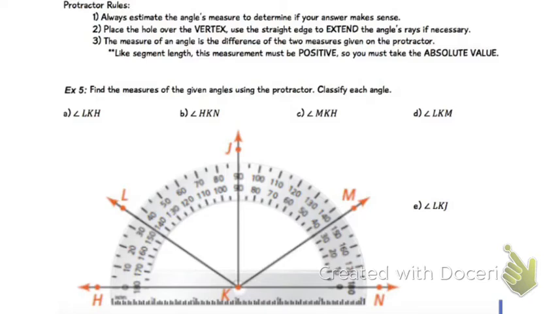You put the hole over the vertex, and there's normally a couple black lines coming out from the left and the right here. Now, as those black lines are coming out, you want to line at least one up on the bottom of your angle. So you want to make sure it's straight on top of it. We'll talk about what that means in a second.